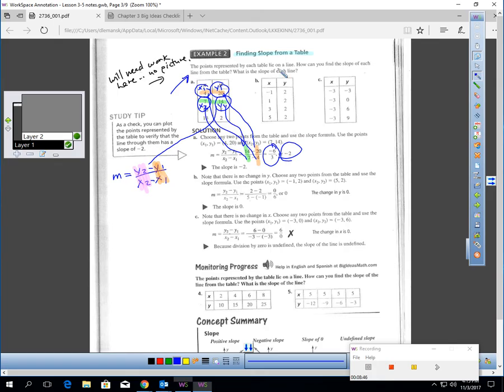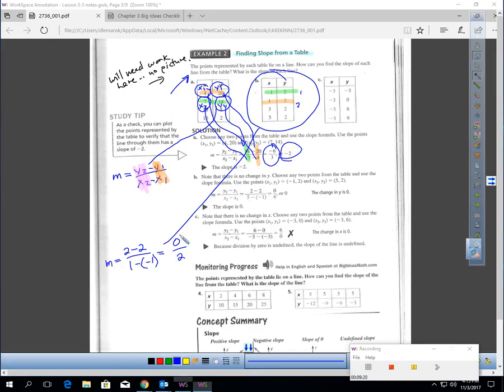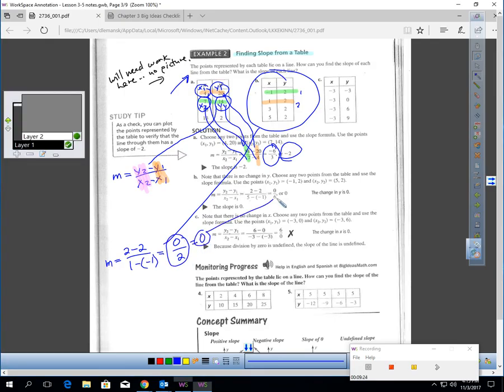So the second table, let's go ahead and I tell you what, I'll use this point and I'll use that point. I'll call this one point 2 and this one point 1. So I take the y value of point 2, which is 2, minus the y value of point 1, which is 2, and I put that over the x value of point 2, which is 1, minus the x value of point 1, which was -1. 2 minus 2 is 0. 1 minus -1 is 2, and 0 over 2 is 0, and that's what they're getting here.